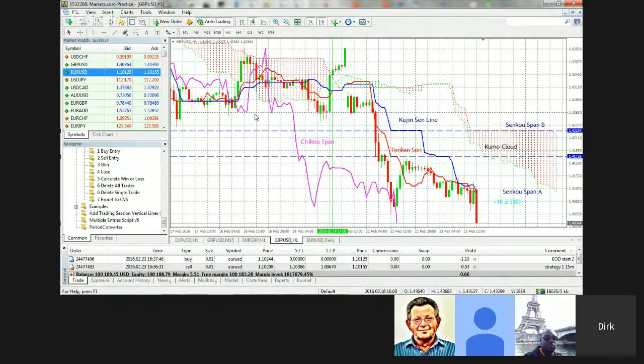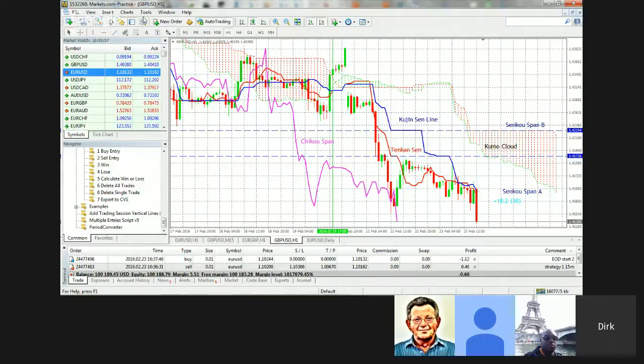So this is how we start analyzing any of those signals that we get. We look at the position of price itself compared to the cloud. We look at the position of the other lines compared to the cloud. And then we look at the position of the Chiku span. Is the Chiku span close to price?